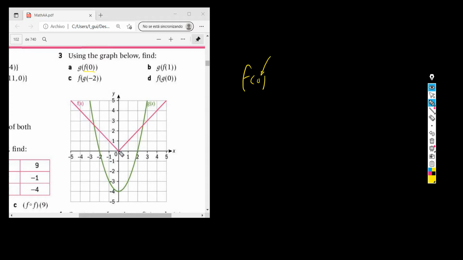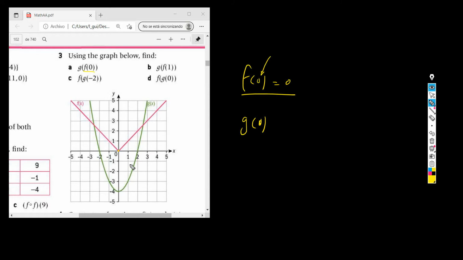When x is 0, you can see that the point corresponding to that value is also 0. So f of 0 is 0, right? And that's it. That's the first part. Now I have to evaluate g at that particular value of 0. So g of 0.